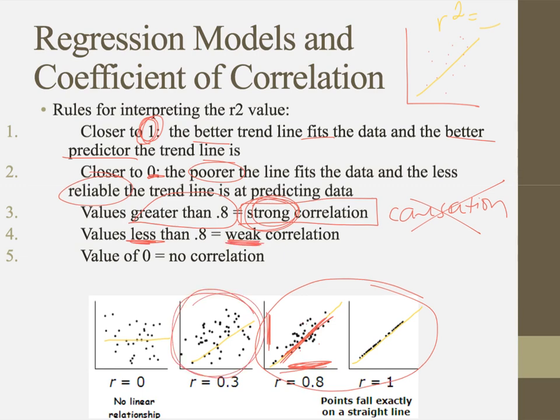Yes, when this changes in the same general pattern, but not so much so that I can use a line to accurately predict data, the data is kind of all over the place. And if we have a value of 0, then we have no correlation, that a change in this number doesn't seem to cause a predictable change in this number. There's no pattern.